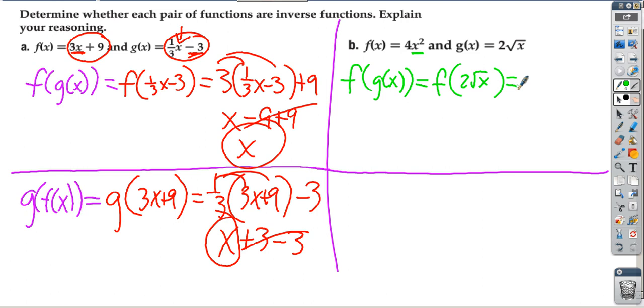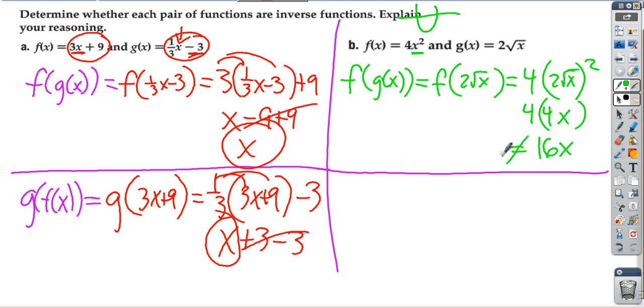So f of g of x means f of that. That means wherever I see an x, I should put, now they might be defining these to be inverses, kind of like they did in the last problem. I mean, different books will use different terminology. At least in theory, x squared should not have an inverse because it's a parabola and it fails a horizontal line test. So 2 root x squared, well 2 squared is 4, and root x squared is just x. So 4 times 4x is 16x, and that does not equal x.